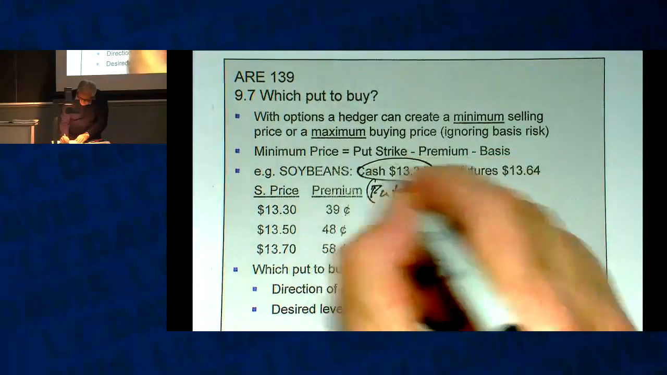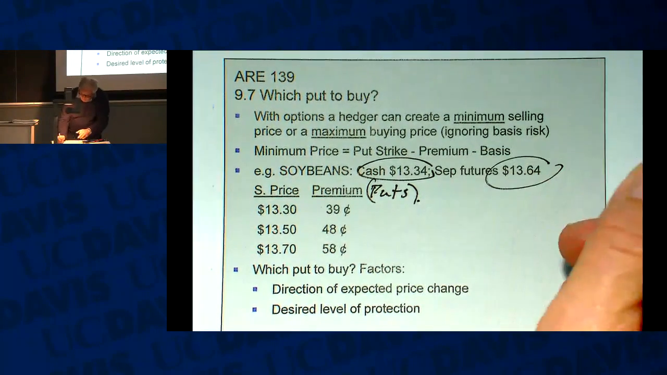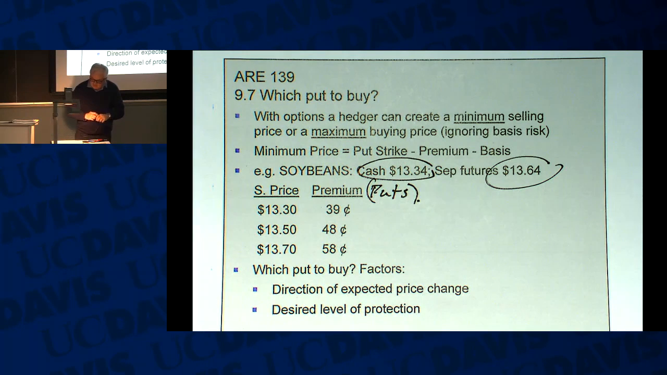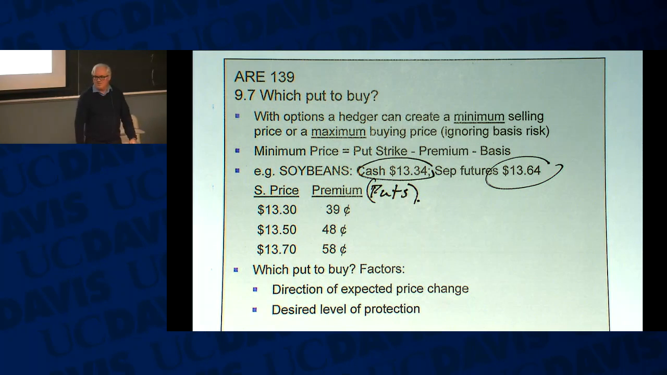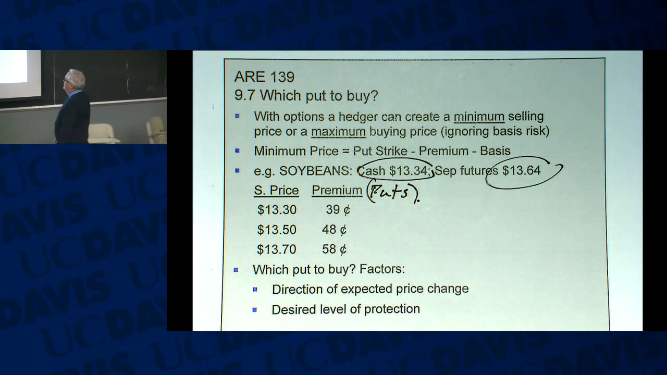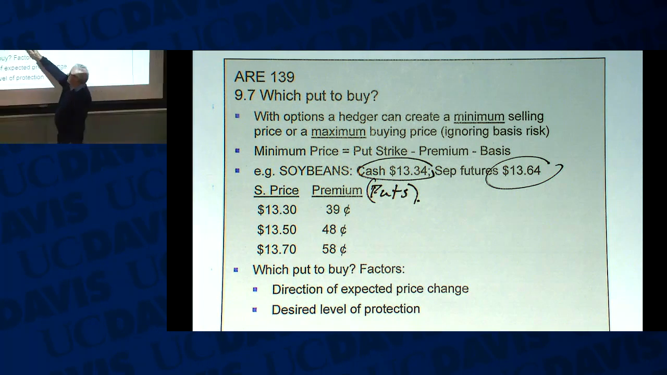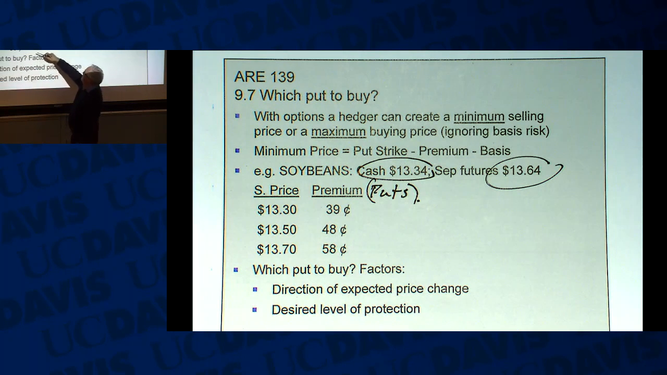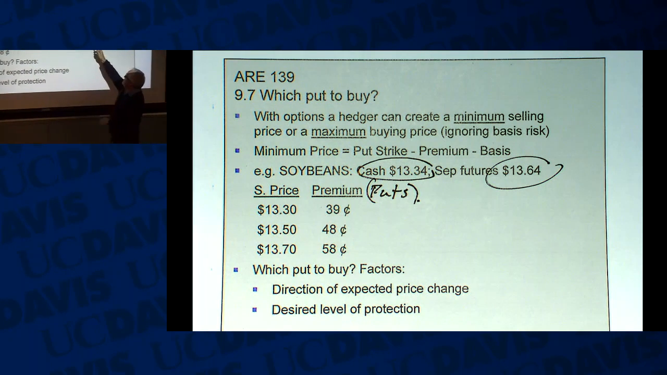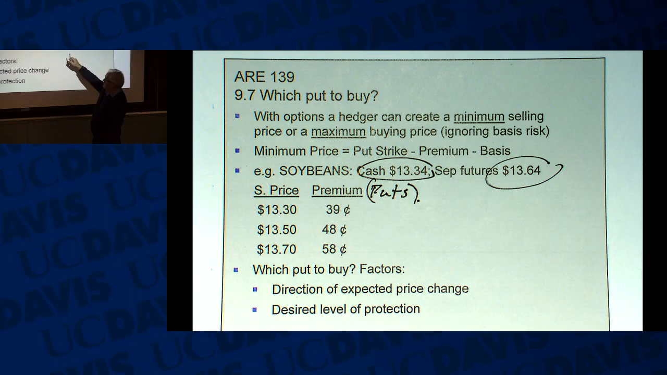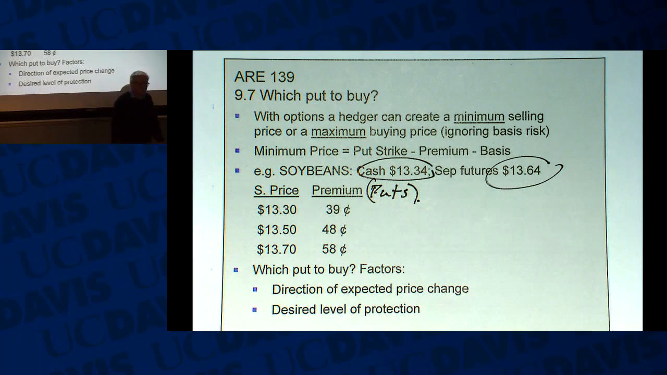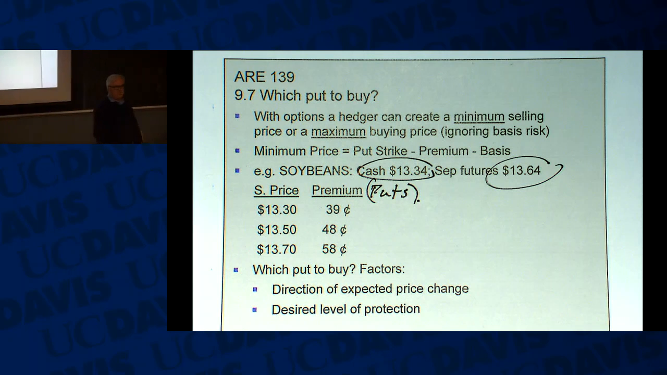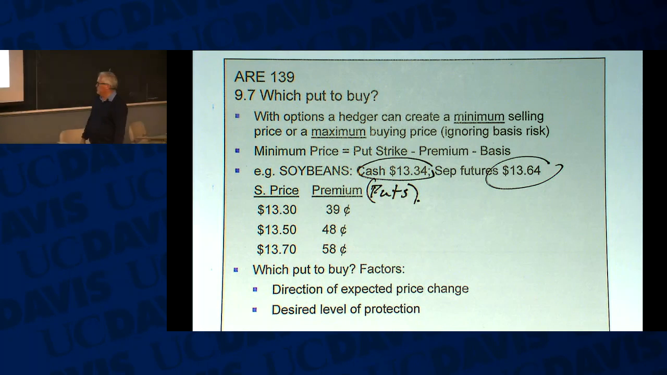And the current cash price is $13.34. Current futures is $13.64. Hence, the basis is 30 cents. So now we have a basis. The basis is 30 cents. This soybean producer looks in the Wall Street Journal and says, okay, the current futures is $13.64, and I can buy these various put options. And obviously, the higher the strike price, the more expensive they'll be. So which one do I buy? Which put do I buy?